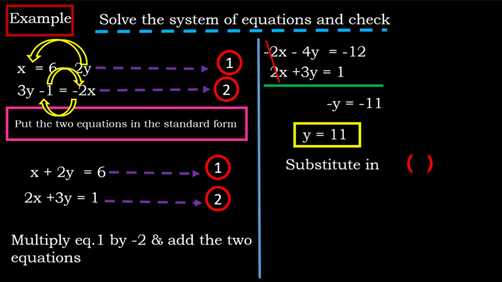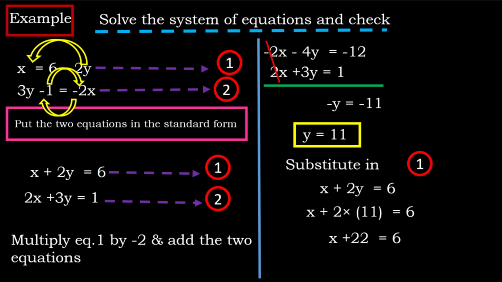We can substitute in equation number 1 to find the value of x. Now x plus 2y equals 6. We can substitute directly in x equals 6 minus 2y, or we can substitute in x plus 2y equals 6. Now we can cancel y and write 11. x plus 2 times 11 equals 6. We get x plus 22 equals 6. Move 22 to the other side to be subtracted. Now 6 minus 22, so x will be negative 16.